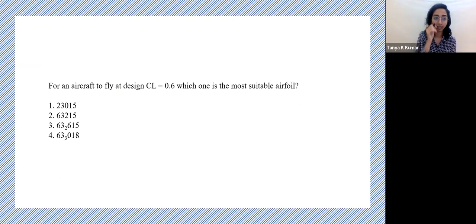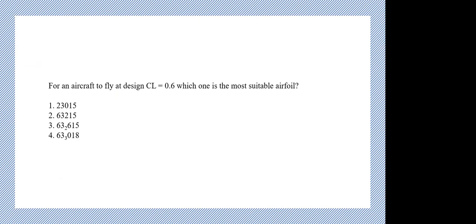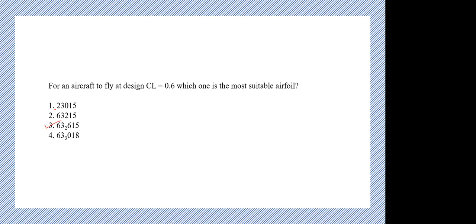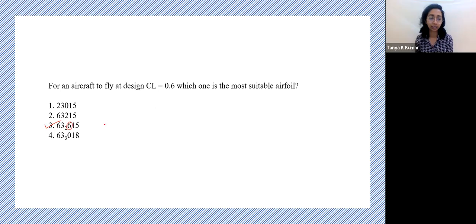Then for an aircraft to fly at design CL of 0.6, because when it just says CL, it's design CL of 0.6, which is the most suitable airfoil? Third is the correct answer. Which was the digit that signifies CL design? Third digit, yes. So 6. It is in 1/10 of the chord, so it will be 0.6.